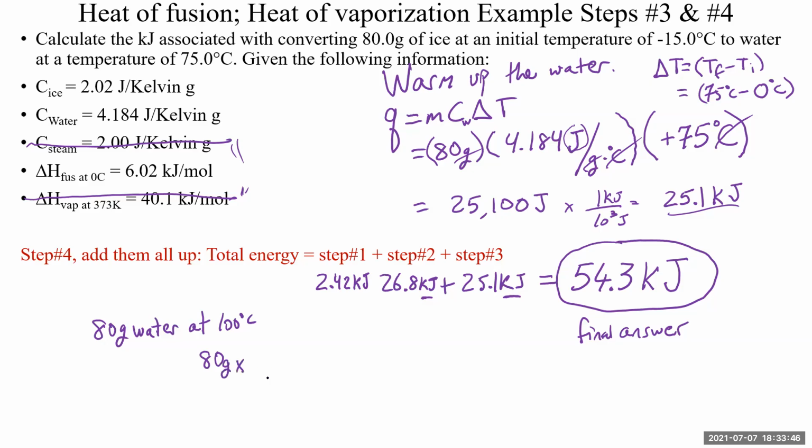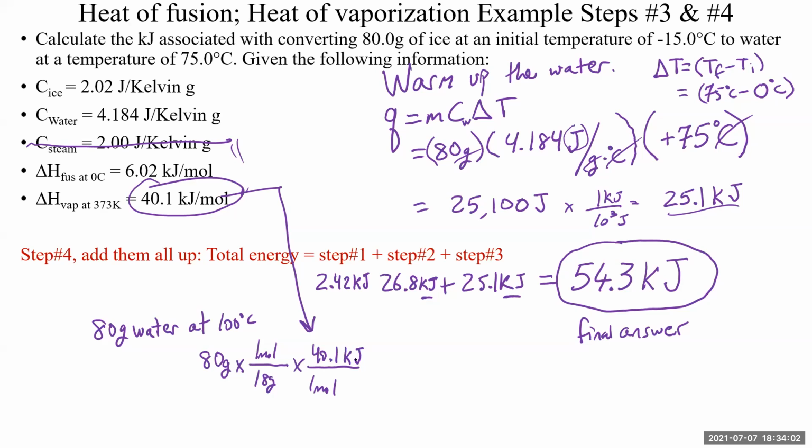So 80 grams of H2O, we know that 18 grams is 1 mole. And we know that every 1 mole now is going to be 40.1 kilojoules. So let's see how this energy compares to taking this from ice all the way to warm water. And 75 degrees Celsius is really hot. I don't know if it's scalding exactly, but it's pretty hot. So 80 divided by 18 times 40.1 gets us 178 kilojoules.